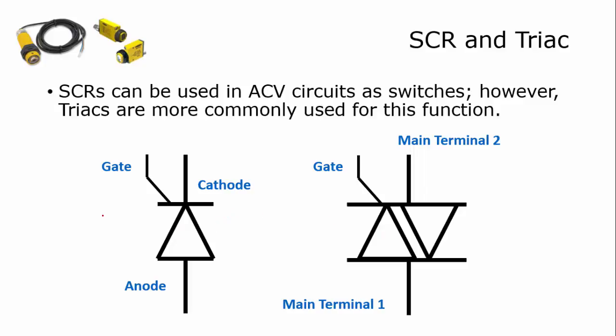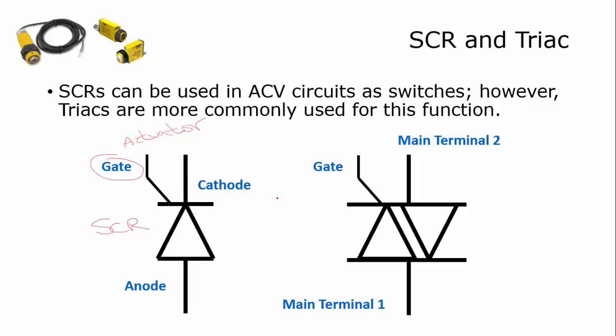An SCR, and this over here is the SCR, silicon controlled rectifier. It looks like a diode. It has an anode and a cathode, but here it has a third lead called a gate. And this gate is the actuator. So when you put a voltage on the gate, I can turn this device on and off.